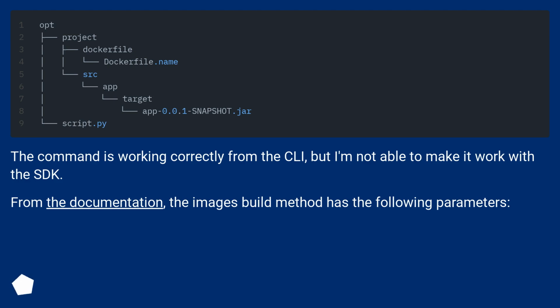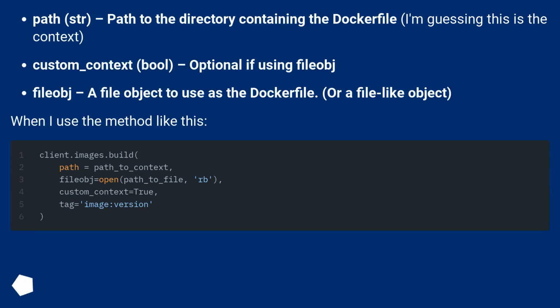From the documentation, the images build method has the following parameters. path, str, path to the directory containing the Dockerfile. I'm guessing this is the context. custom_context, bool, optional. If using fileobj, a file object to use as the Dockerfile, or a file-like object.